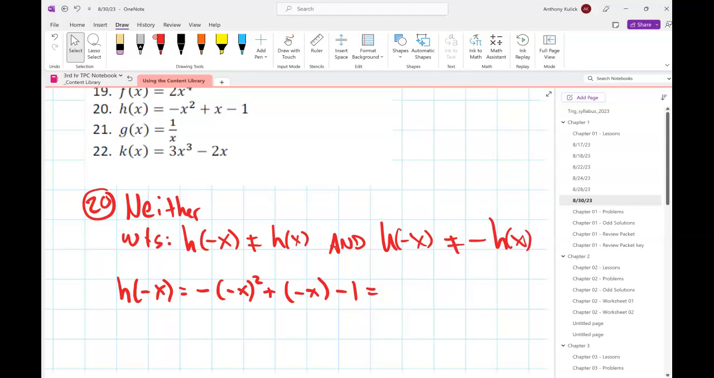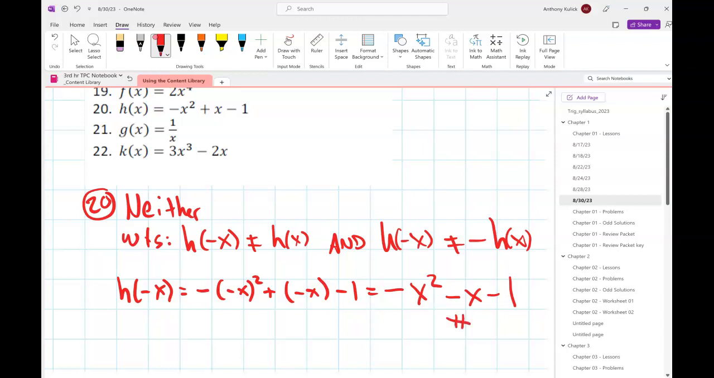How many negative signs are really there? 3. Right? There's one out front, and then there's 2 because it's negative x squared, right? There's 2 negative x's in there. You just can't see them both. So that's 3 negatives, which makes a negative. And then we have x times x is x squared. Negative x just becomes negative x. And then we have our minus 1.